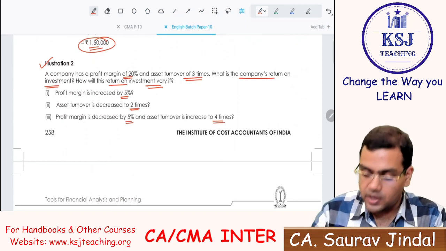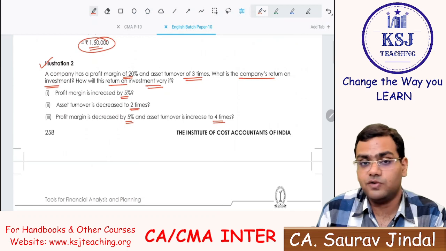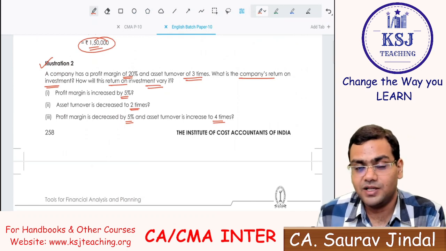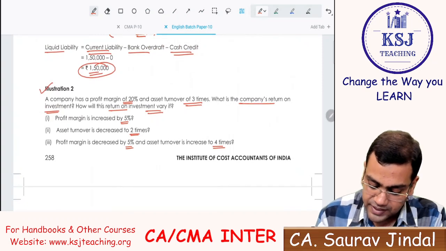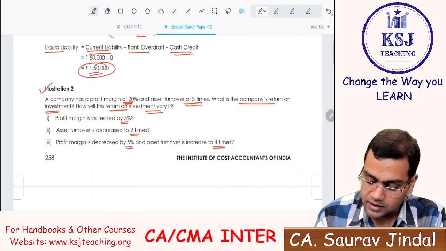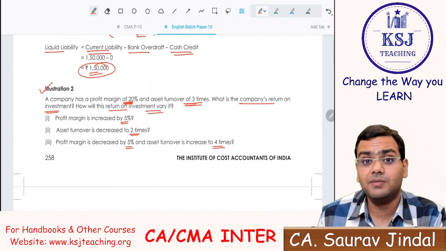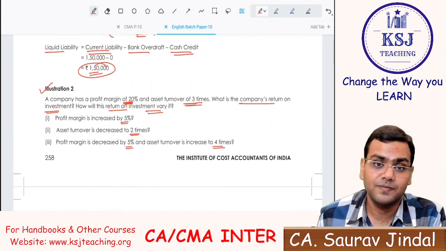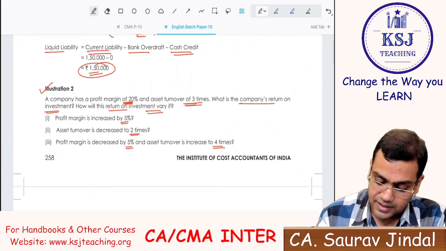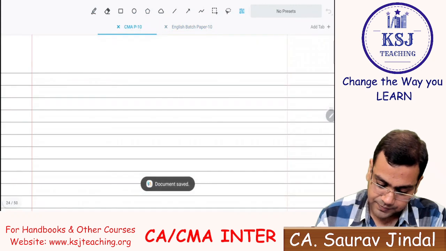So there are no absolute figures which are given here. How to find out, sir? There are no absolute figures that are given, but what is given is a profit margin of 20% and the asset turnover of 3 times. Now the profit margin is calculated on what? The profit margin is calculated on sales, right? So what is given, sir? Profit margin of 20%.